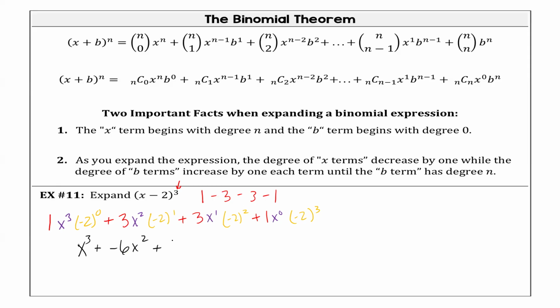I'm intentionally putting the plus just so that we can. Okay, now we have -2 squared. What is -2 squared? 4. What is 4 times 3? That gives us 12x. And then we have 1 times 1, which is 1. And then we have -2 to the third, which is what? -8. So therefore, this is x to the third minus 6x squared plus 12x minus 8.